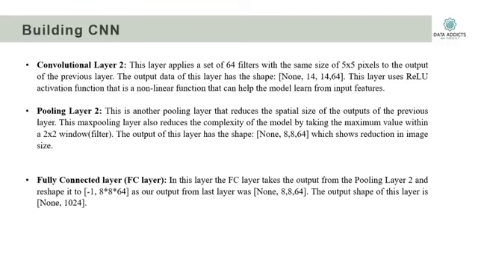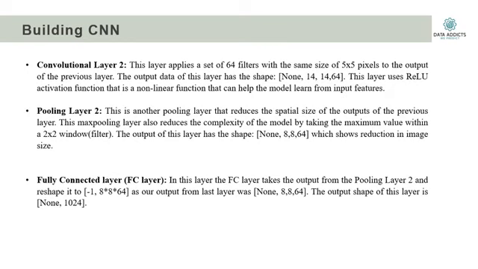It does the same as the first one. This is another pooling layer. It reduces the spatial size of the output of the previous layer. This max pooling layer reduces the complexity of the model by taking the maximum value within a 2x2 pixels window or filter. The output of this layer has the shape of None, 8, 8, and 64, which shows a huge reduction in image size so far.